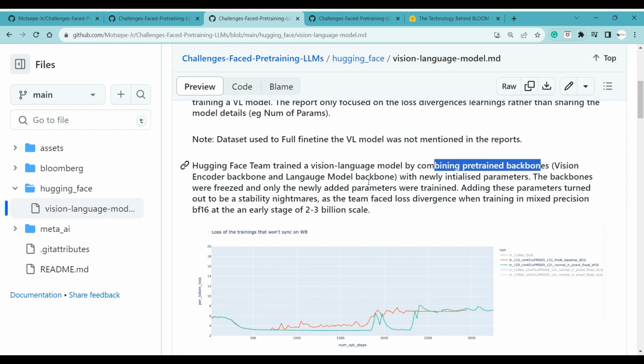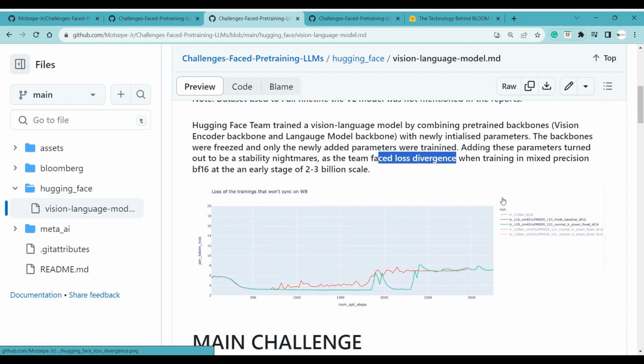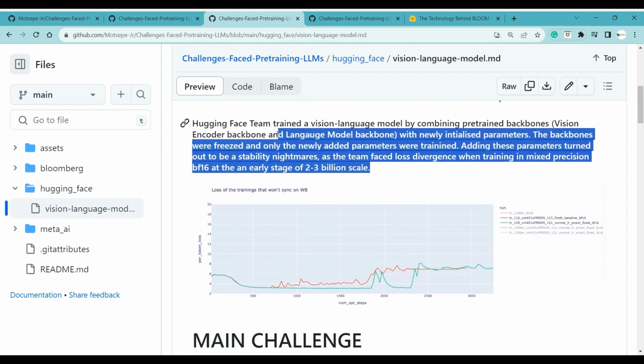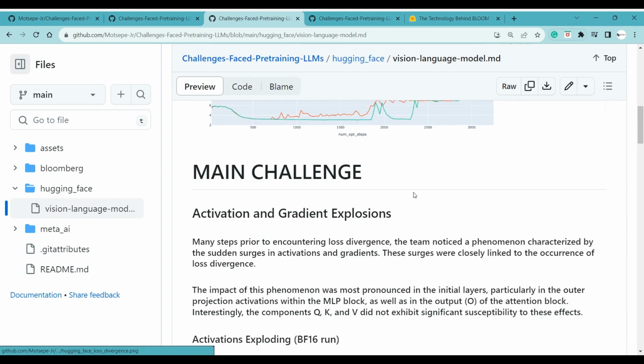It turned out that these newly added blocks were a stability nightmare. The team faced loss divergence when they were training with mixed precision FP16. At the early stage, at the 2 to 3 billion scale, they saw this spike. So that's the challenge that they faced.